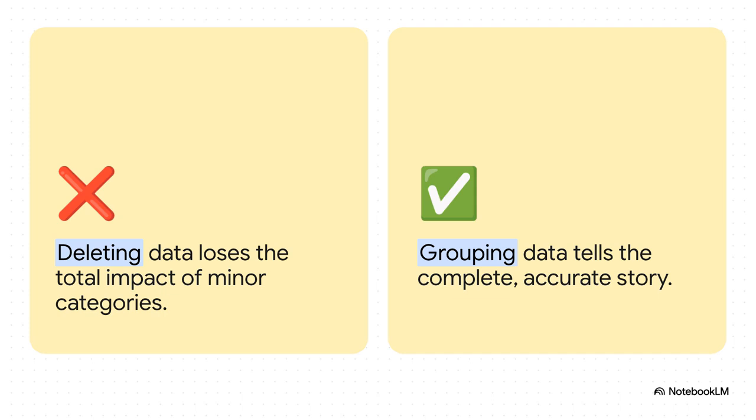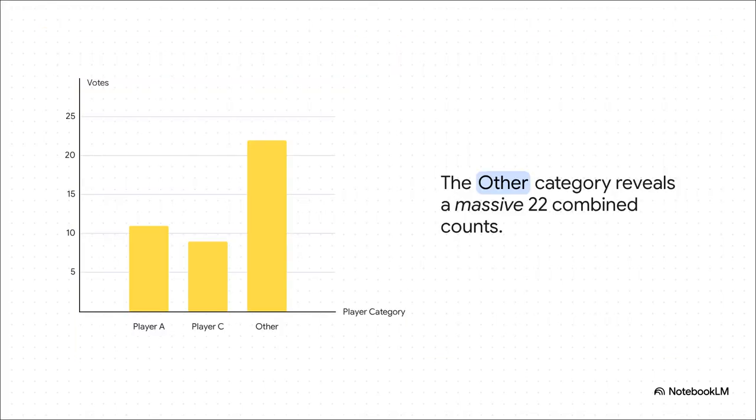If you delete them, your total survey count drops from 100 to maybe 78. That is mathematically incorrect. The correct solution, indicated by the green checkmark here, is grouping small data. This ensures we tell the complete, mathematically accurate story. Watch this beautiful transformation. देखिए, कैसे all those tiny bars seamlessly merge together into this one glowing other box. We kept the top heavy hitters, A, B, C, and D, but we consolidated everything else.